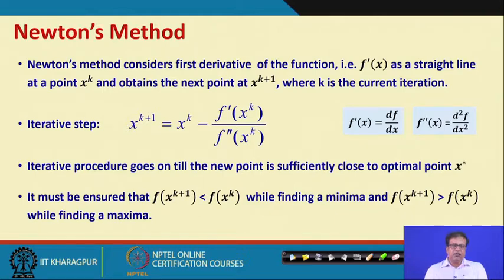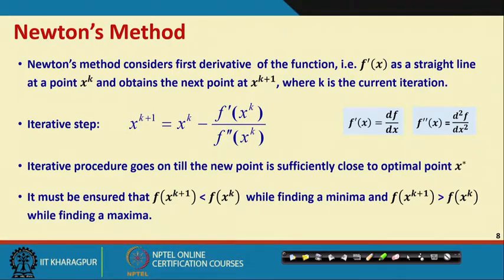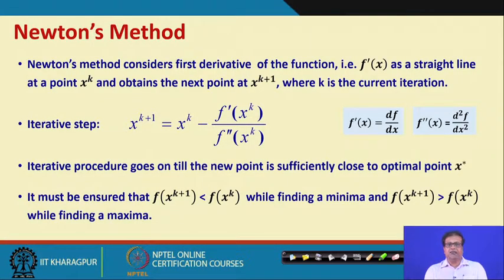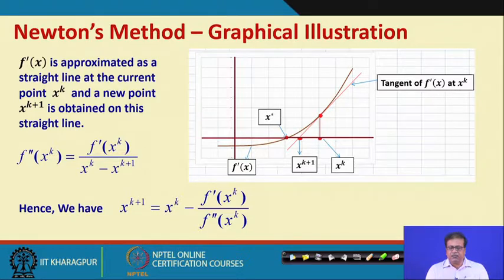And what we should ensure is that the function value is decreasing if we are finding a minima, and the function value is increasing if we are finding a maxima. So, it may so happen that if it is not happening, obviously the process has come to a point where it is not helping anymore, right. So, that is the Newton's method. Now, let us see an example, or before that let us look at how exactly it is happening.